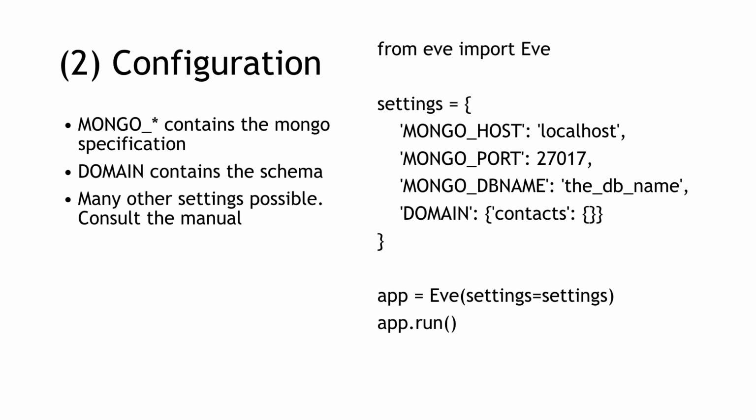An important other point is that there is this domain variable, and this is the variable that tells us which resources we are storing in our Eve service. And that can be formulated through a schema, and the schema is based on the Cerberus standard that you may want to look up, and provides you with a mechanism of defining objects in a nice, consistent fashion with error checks.